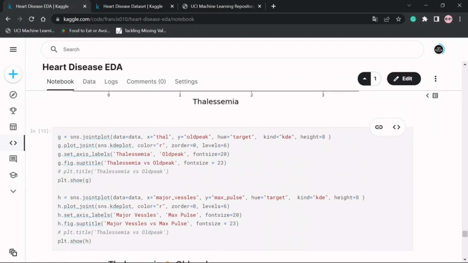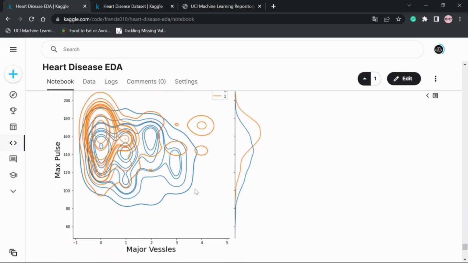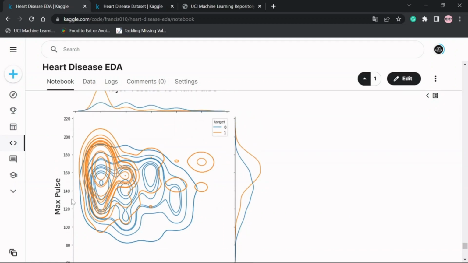Similarly, we have plotted major vessels versus the max pulse with respect to the target. Let's see. What we can see here is that for the major vessel having value from -1 to about 1.5 or 2, let's say 2, and the max pulse between, let's say, 130 to 200, people present in this area are having most of the heart disease.